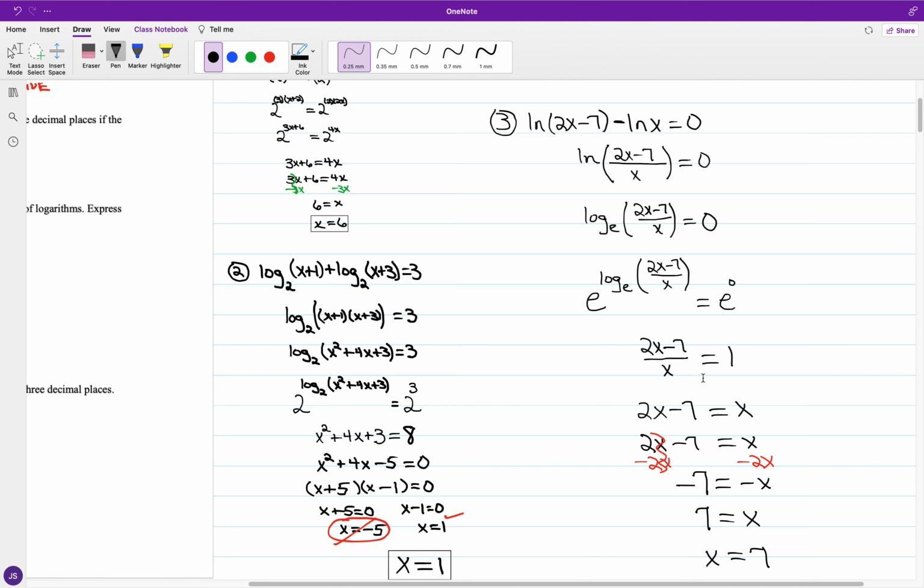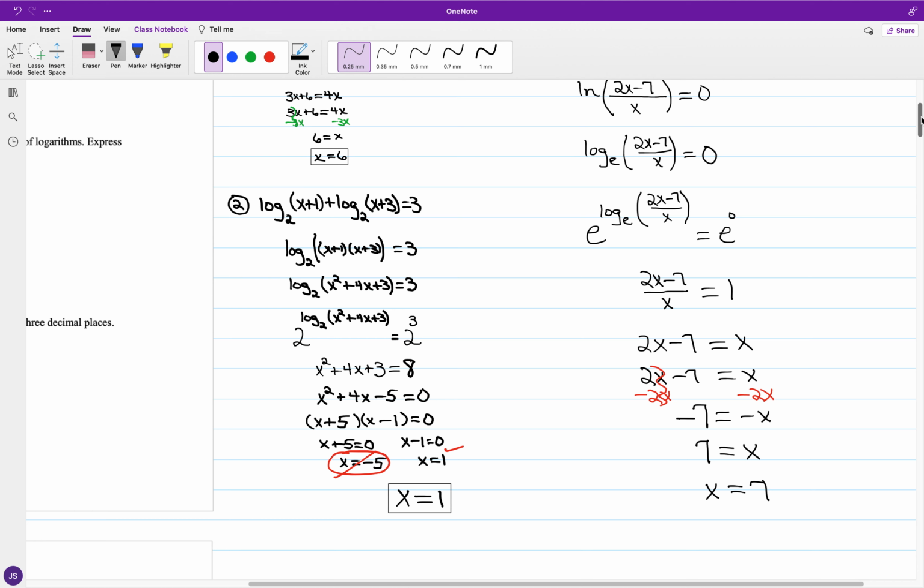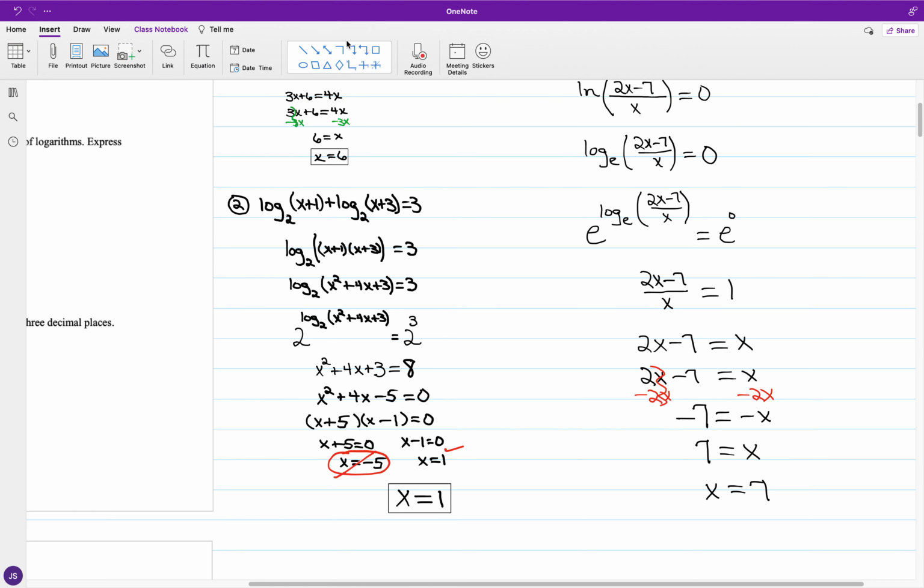Keeping in mind that the arguments in the equation must be positive, with x is 7, we get 2 times 7 is 14, minus 7 is 7, which is positive. Again, we have x is 7, also positive. So 7 is going to check out, and that will be the only solution in the case of this third problem.